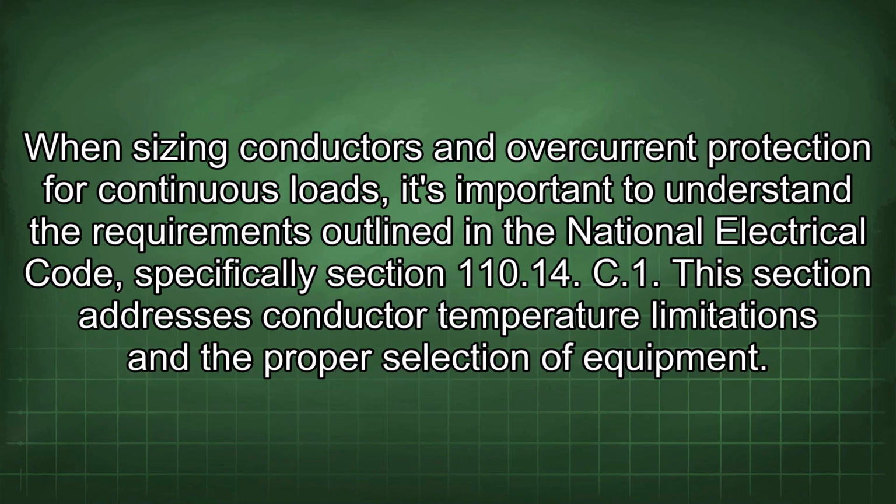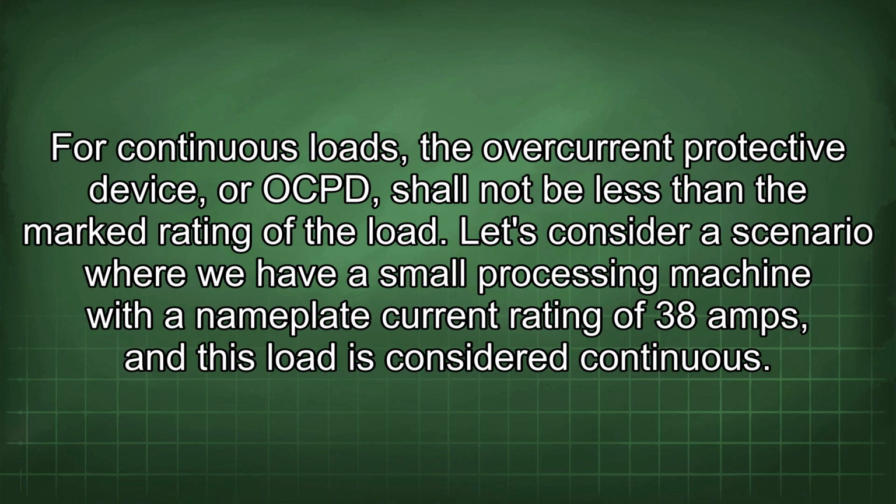When sizing conductors and overcurrent protection for continuous loads, it's important to understand the requirements outlined in the National Electrical Code, specifically Section 110.14(C)(1). This section addresses conductor temperature limitations and the proper selection of equipment. For continuous loads, the overcurrent protective device, or OCPD, shall not be less than the marked rating of the load.